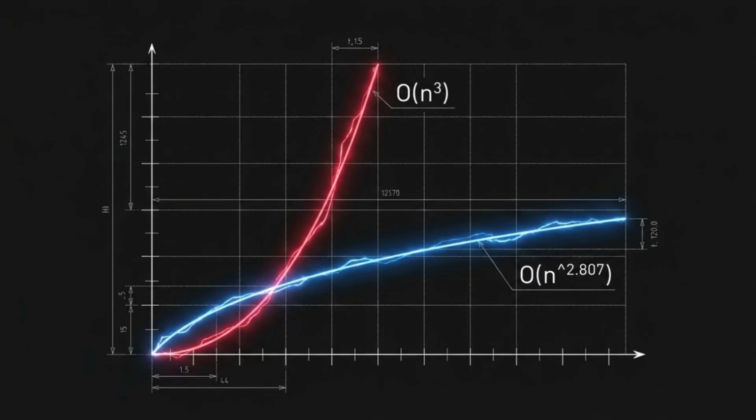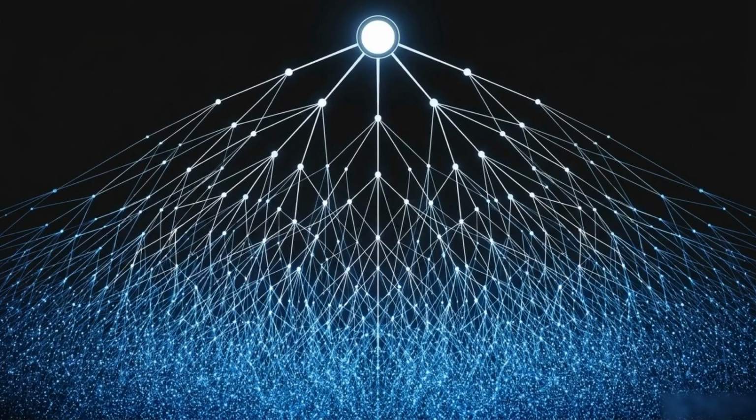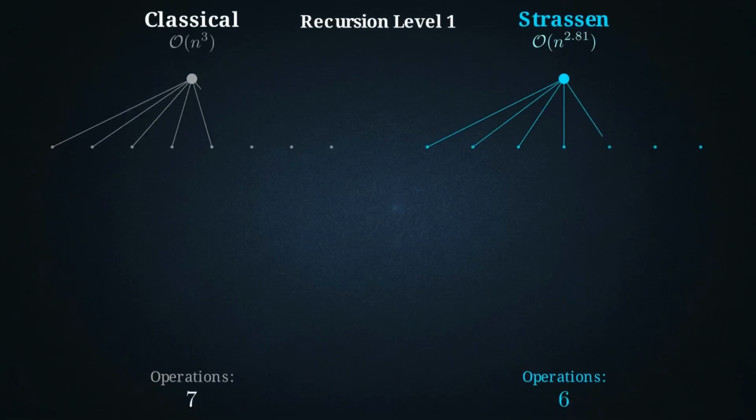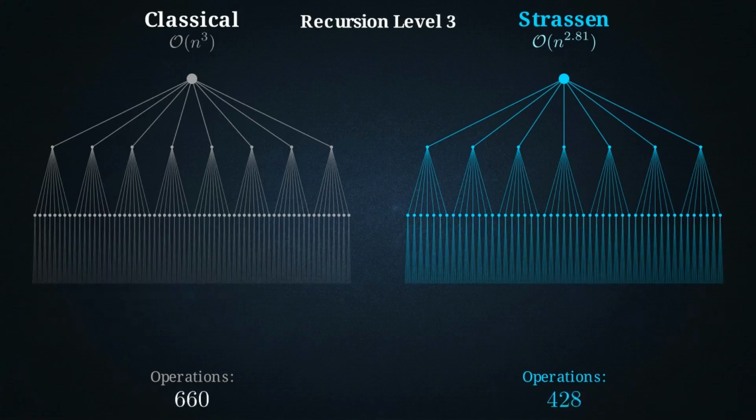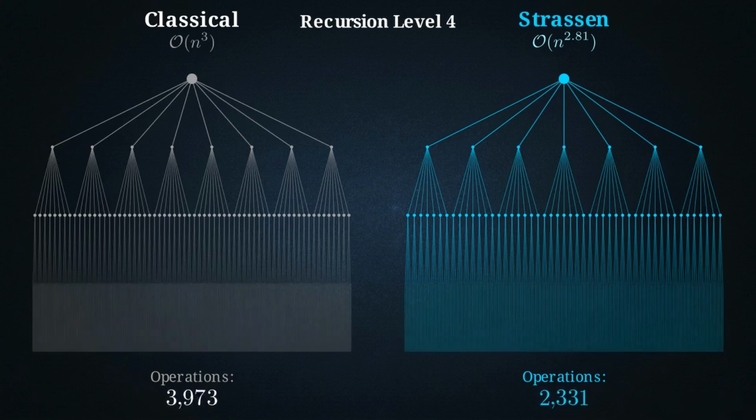By reducing the recursive branching factor, Strassen changed the scaling behavior of the operation, allowing the algorithm to bypass the O of n cubed requirement. It might seem like removing 1 multiplication out of 8 is a minor change, but because the algorithm is recursive, that saving is compounded. At the first recursion level, the difference is just 1 operation, 7 versus 8. At level 2, branches multiply, 64 nodes classically, against Strassen's 49. By level 4, the classical model requires over 4,000 operations, while Strassen's needs only 2,400.